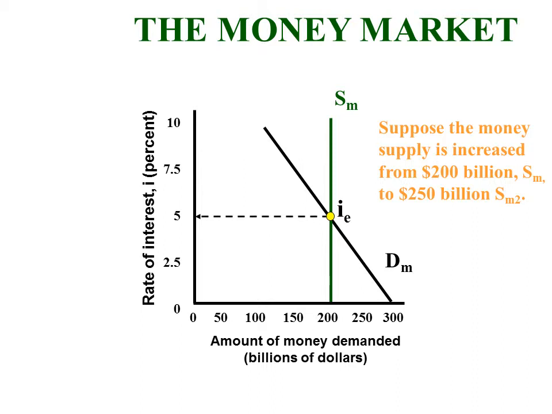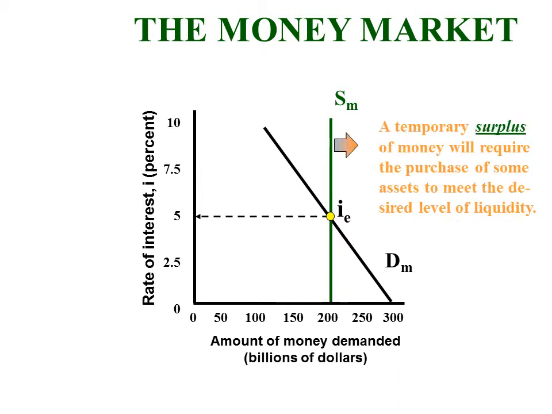So how does the Fed bring interest rates down? If the Fed increases the nation's money supply, interest rates will fall. As pictured in this graph, a shift from the supply of money S to SM2, the interest rate falls from 5 to 2.5%. Now here's the good thing.